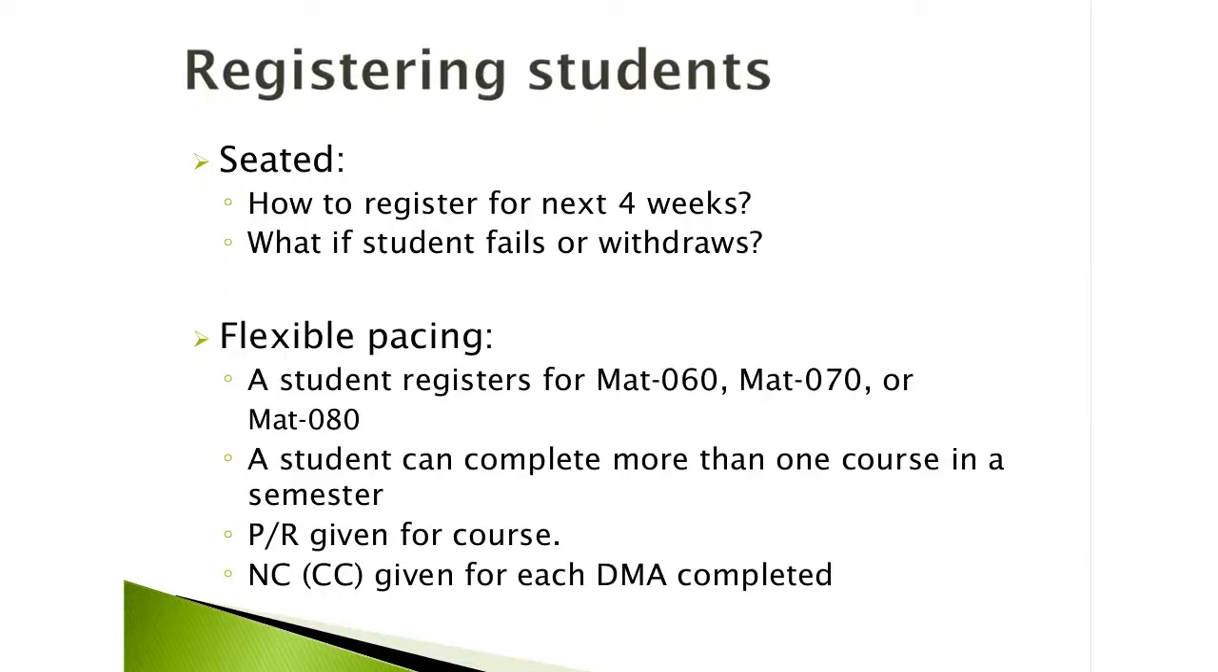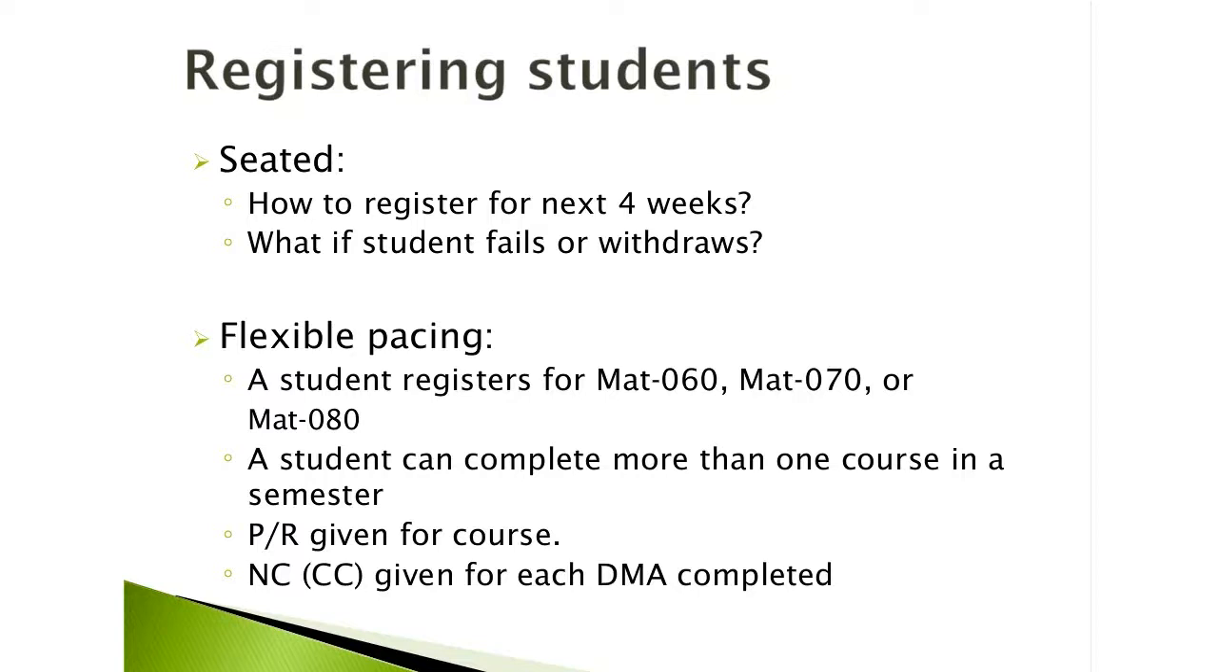Just a little bit about how you register students for the seated classes, the traditional classes. Students need to register for up to 4 DMAs in a semester. What they need to keep in mind is that if they fail 1 DMA, they need to withdraw from the next one and sign up again for the one that they were not successful in.